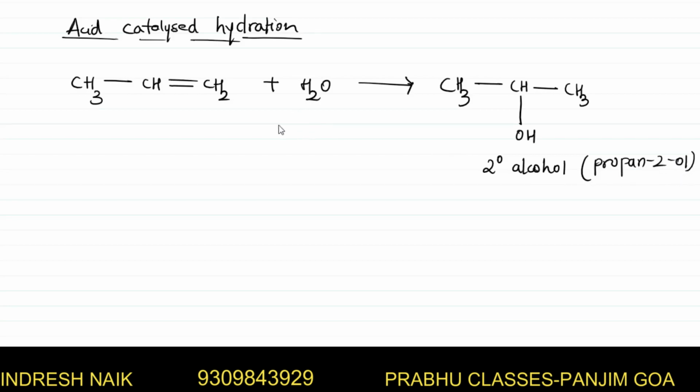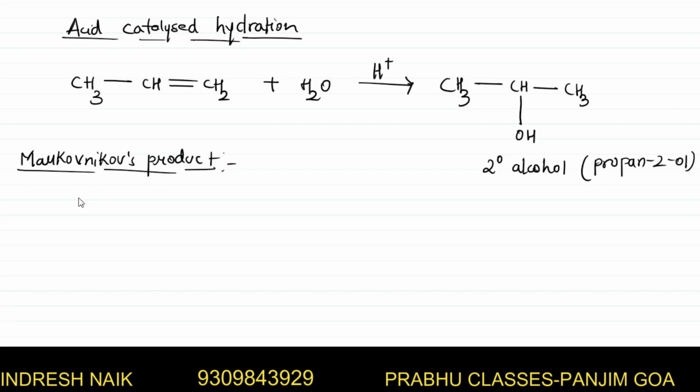Now, what happens? This reaction follows Markovnikov's rule. Here there is an acid, and the addition is according to Markovnikov's rule. What is Markovnikov's rule? Actually, Markovnikov's rule was for HBr adding to the alkene. You get a Markovnikov's product over here.